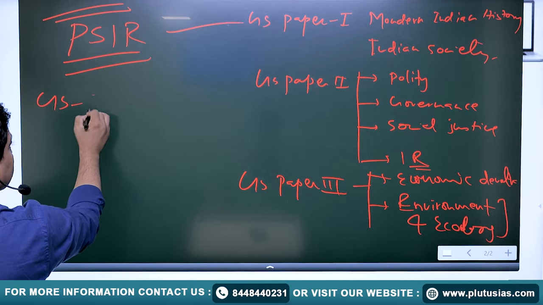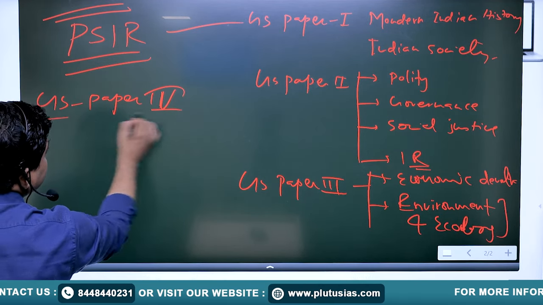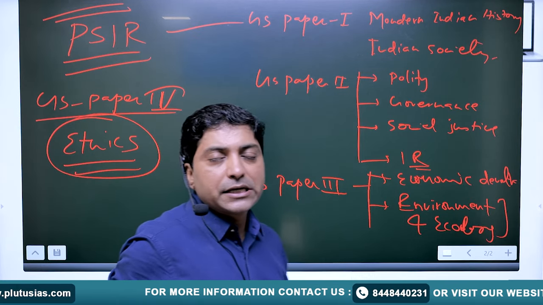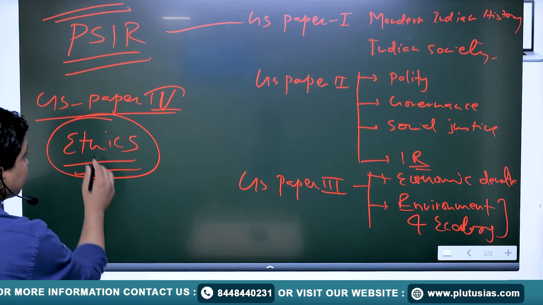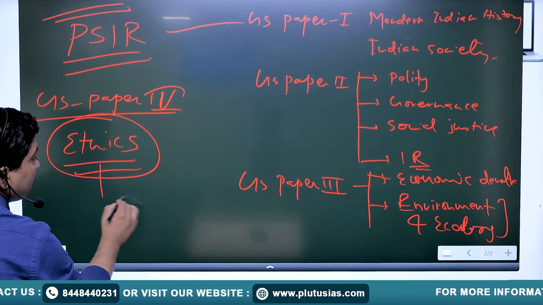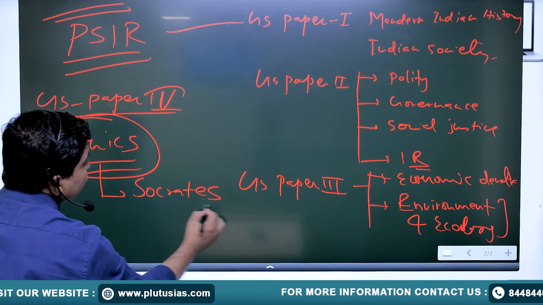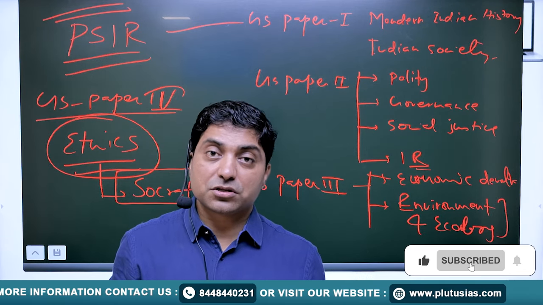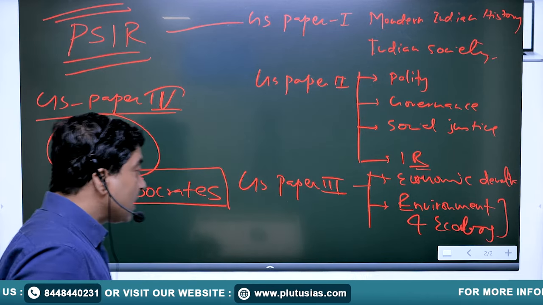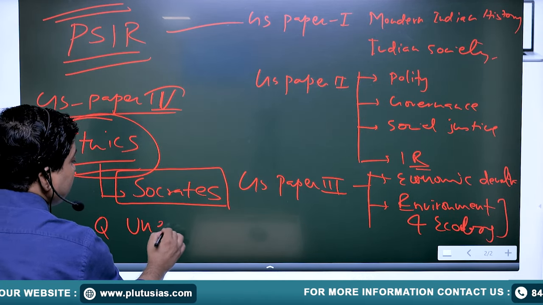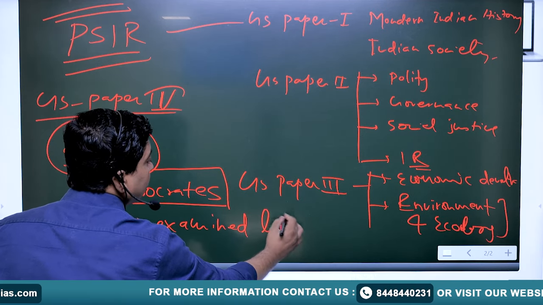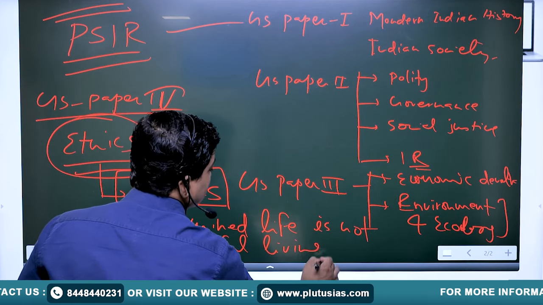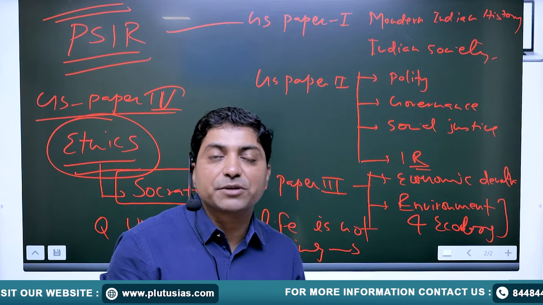So some part of GS paper 3. Now come to GS paper 4, and if you see the ethics, which is crucial in securing good marks. Now the theoretical part helps through the PSIR optional. Socrates is known as the father of ethics, and many statements given by Socrates directly fall in the ethics paper. Let me give you one example: "Unexamined life is not worth living." This question has come in the ethics paper, and this is a statement given by Socrates.